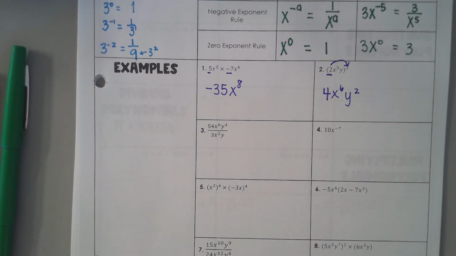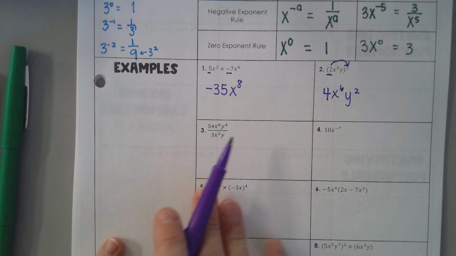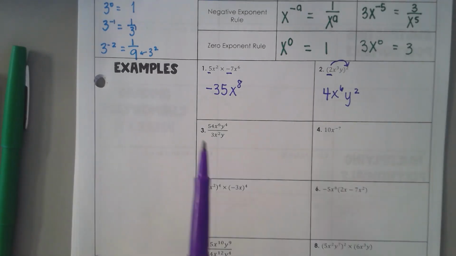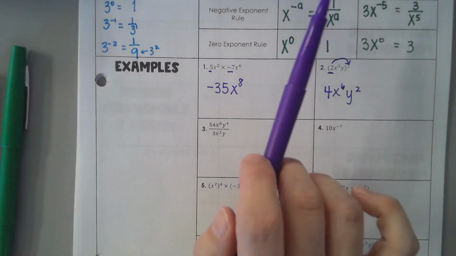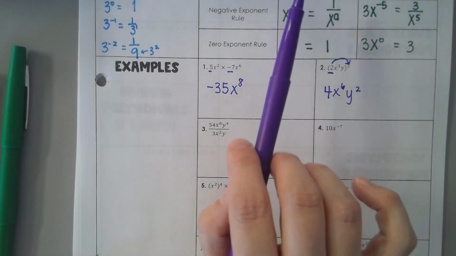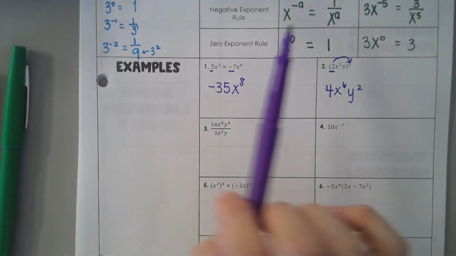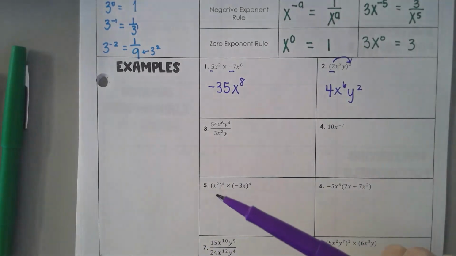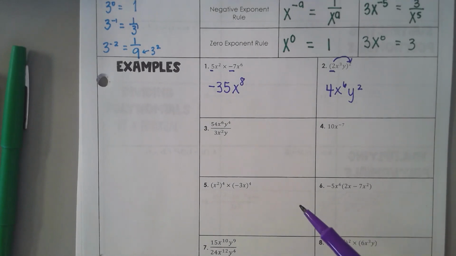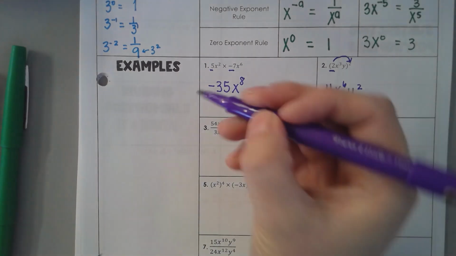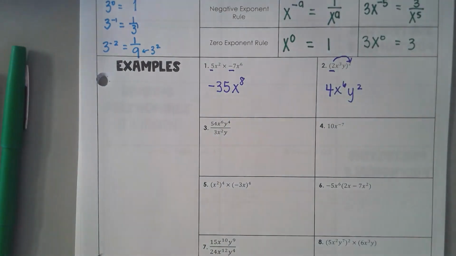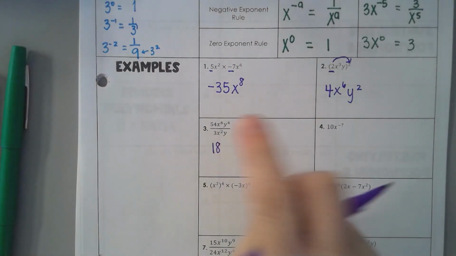Number 3, we're dividing. Now here's the thing, when I see a fraction, I don't like to think of it in terms of the quotient rule, because that sometimes will result in some negative exponents, which then you have to take another step and move to the bottom of the fraction. So I like to think of it as canceling out. So first off, what's 54 divided by 3? 18. And then the x's.